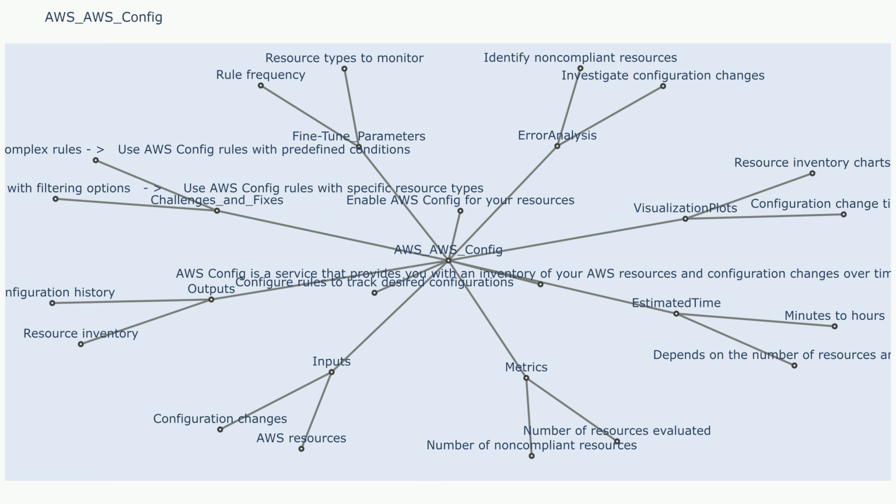Name: AWS Lambda, optional. Purpose: AWS Lambda can be used to automate actions based on configuration changes. You can create Lambda functions that respond to configuration events and perform specific tasks.